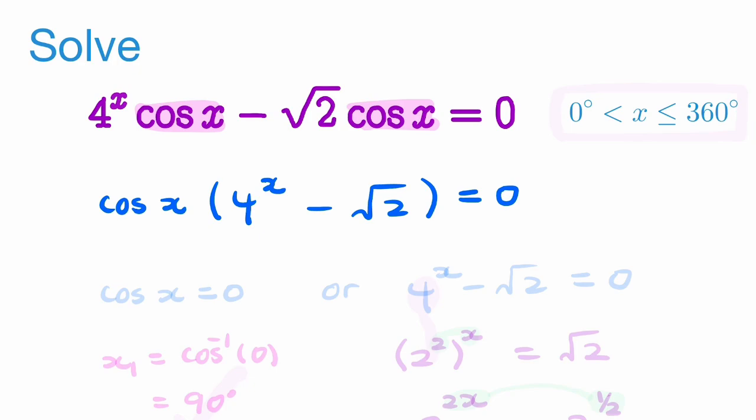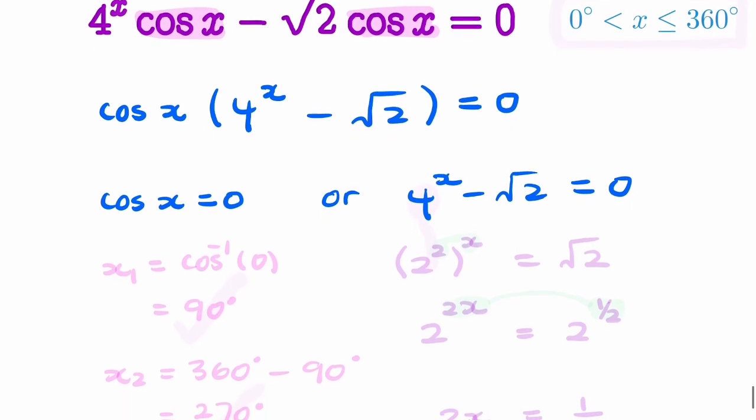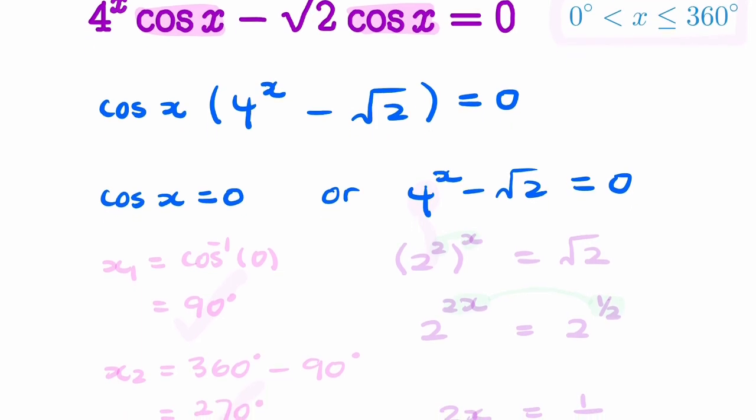Now, it's always good to factorize expressions because when you have a product of two expressions that's equal to 0, then you can say that either of those expressions needs to be equal to 0 for the product to be equal to 0. So either cosine x equals 0, or 4 to the power x minus the square root of 2 equals 0. And that's good news because we can solve each of these.